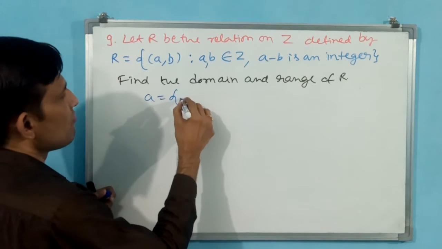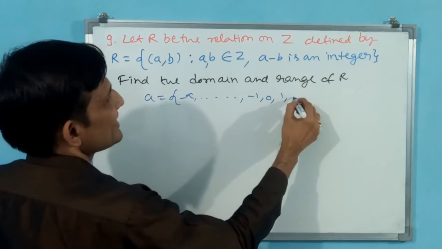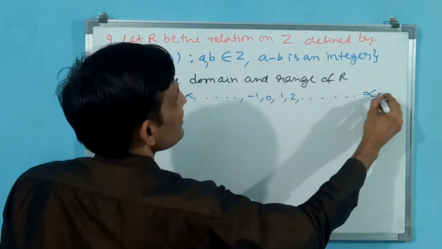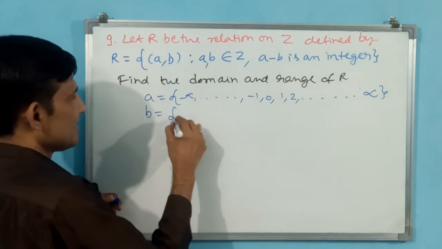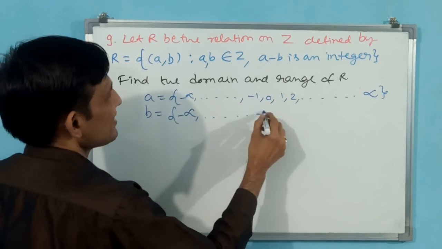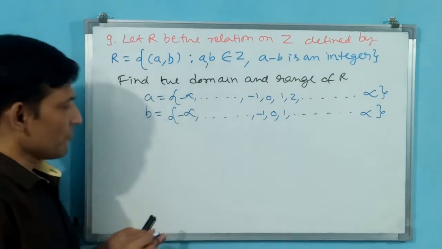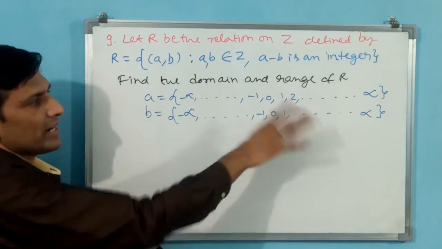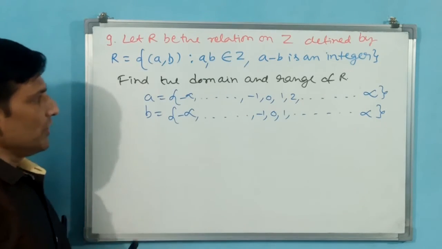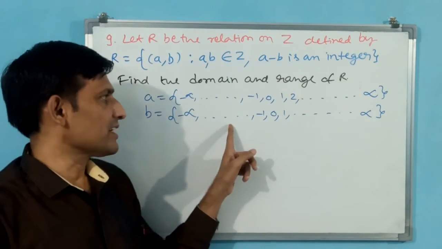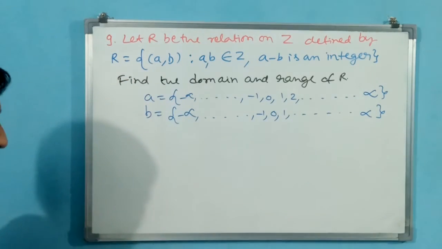See, A is equal to minus infinity to minus 1, 0, 1, 2, plus infinity. This is A. Why? Because A belongs to Z. B also belongs to Z: minus infinity, minus 1, 0, 1, infinity. Whether these A, B sets are correct, right or wrong? Right, no? Why? Because Z means like this only will come. In this, negative integers are there, positive integers are there, 0 is there. Integers means like that only.